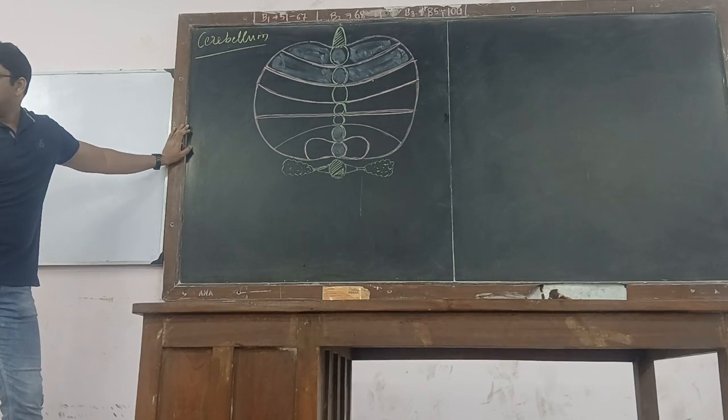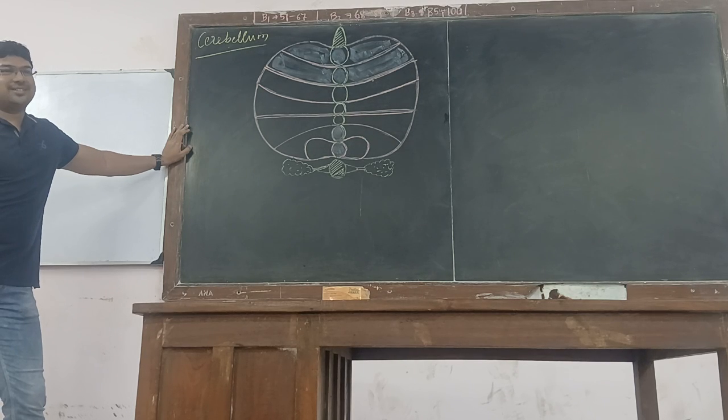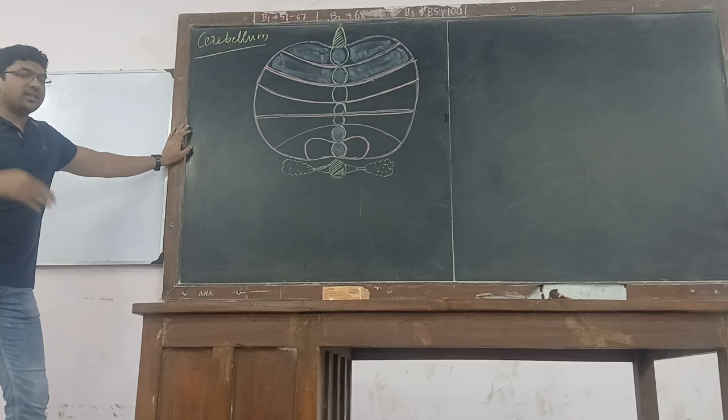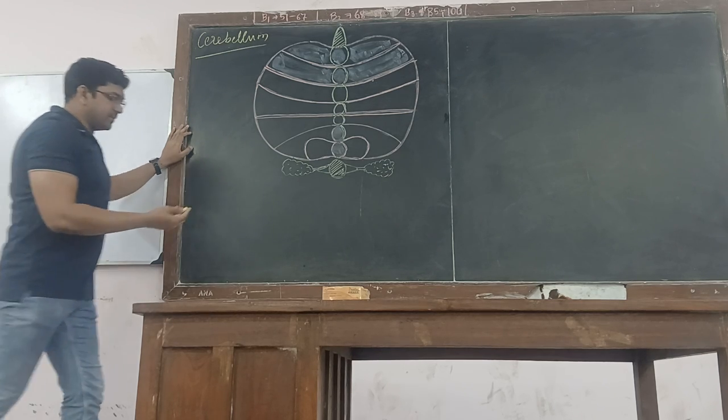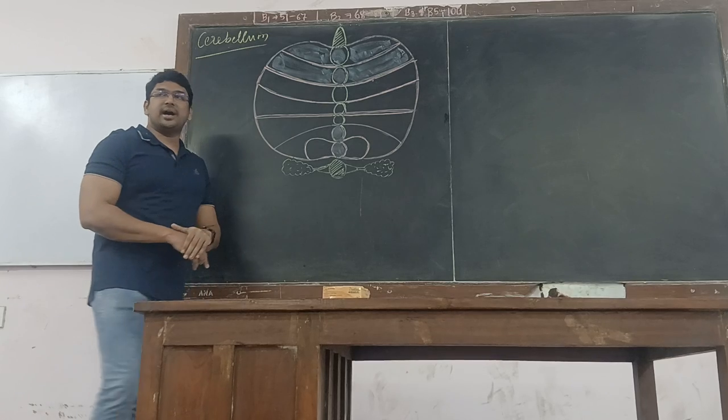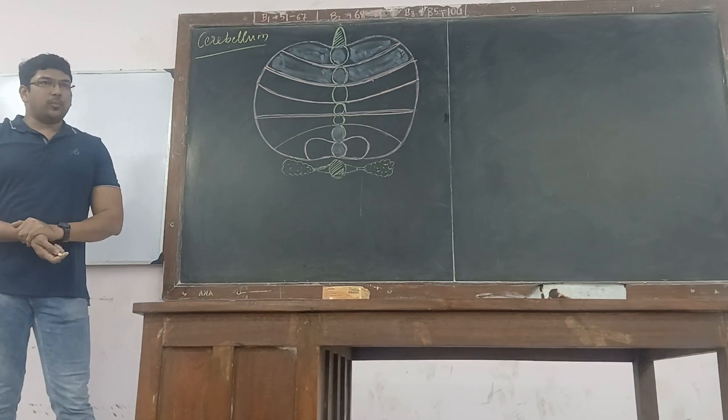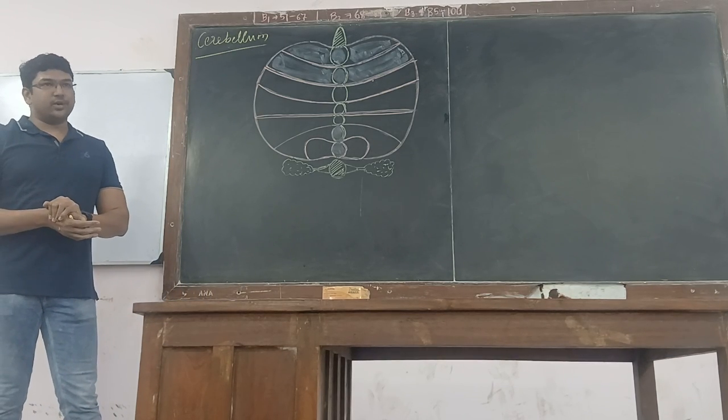Forebrain or hindbrain? Yes, hindbrain. So the cerebellum belongs to the hindbrain. What are the other components of the hindbrain? Medulla oblongata. So obviously the cerebellum is situated behind the pons and medulla oblongata, not behind the midbrain only, right?